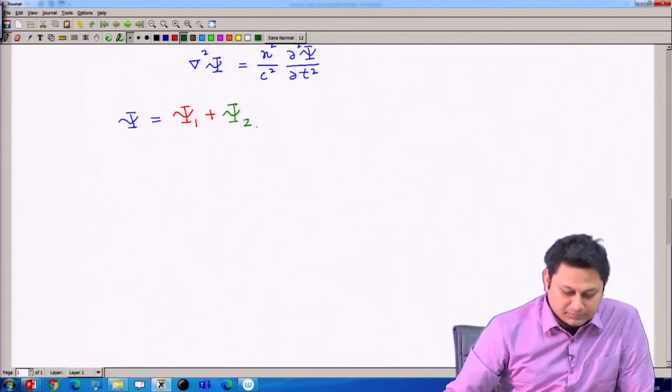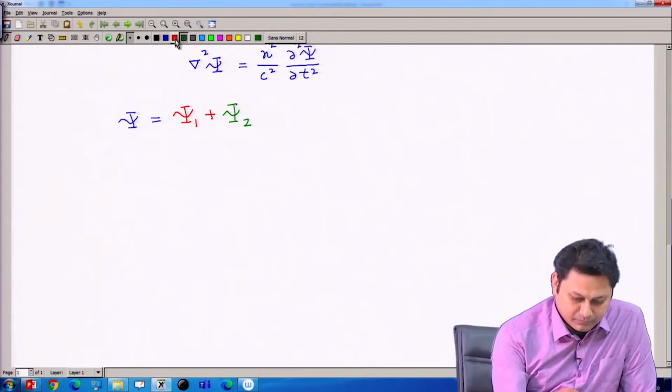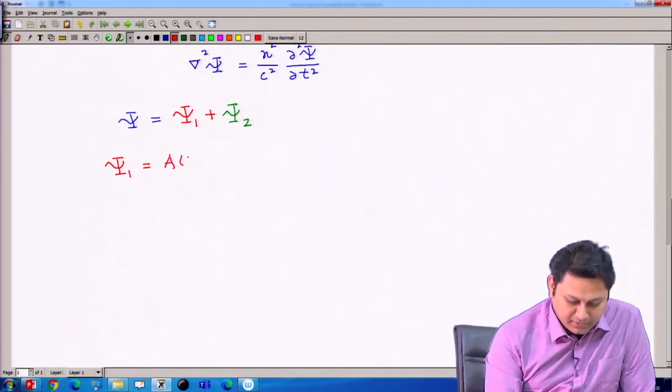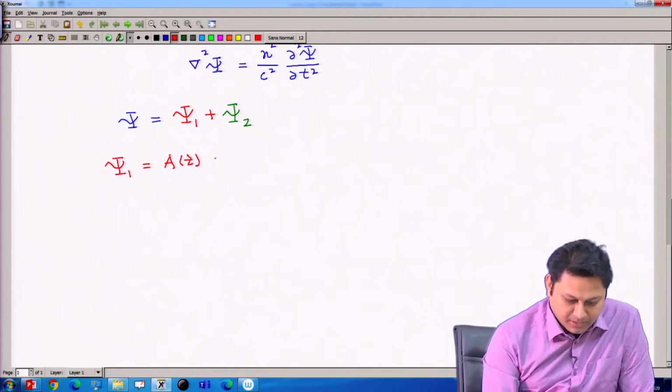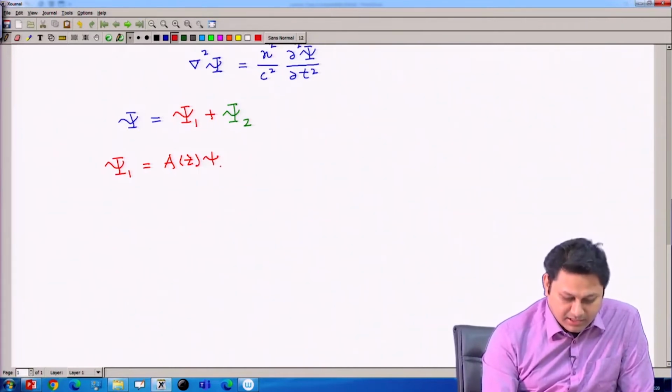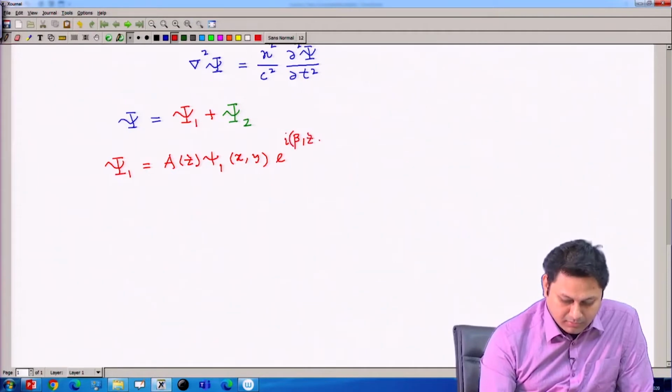Where my psi 1 is defined in this way. I have an amplitude which is varying with respect to z, that is the important term I am putting here. Then I have psi 1 of x y, which is an x y dependent term, and then the propagation term e to the power i (beta 1 z minus omega t).